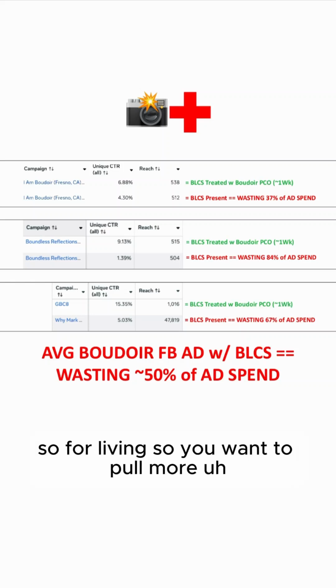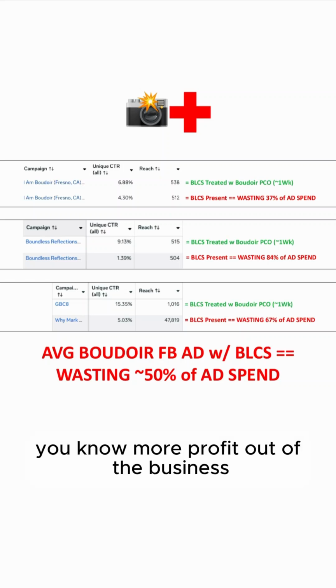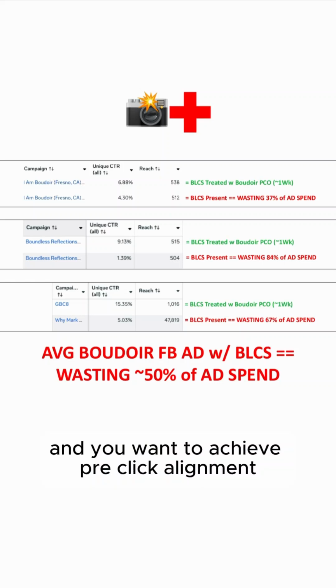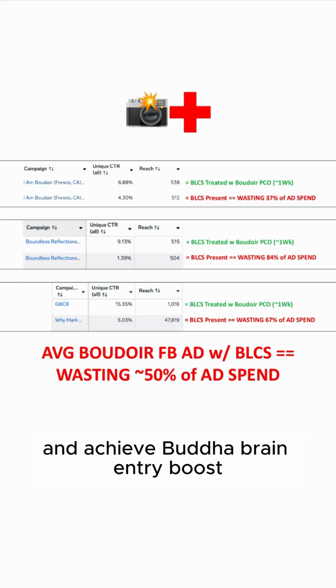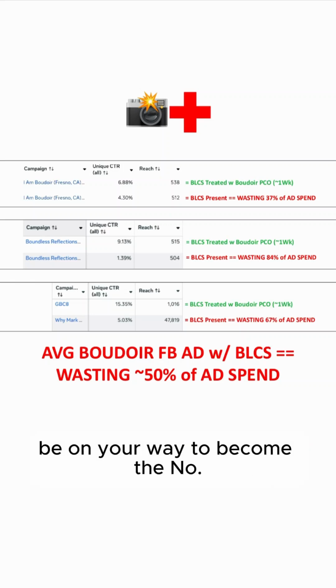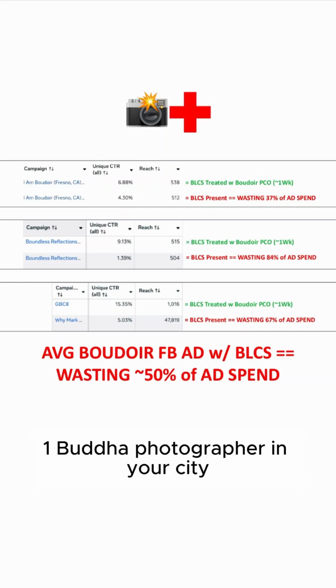So you want to pull more profit out of the business, and you want to achieve pre-click alignment, become a dominant Boudoir advertiser, and achieve Boudoir brain entry boost, so you can be on your way to become the #1 Boudoir photographer in your city.